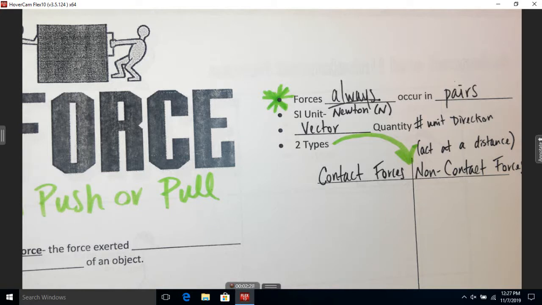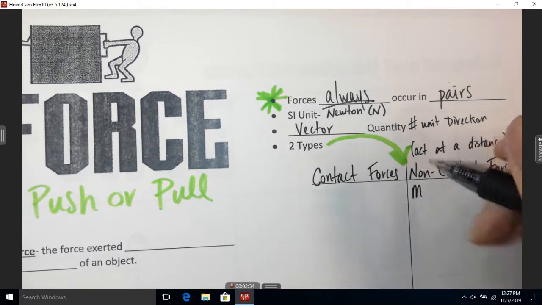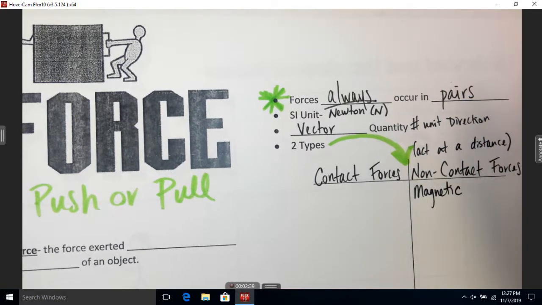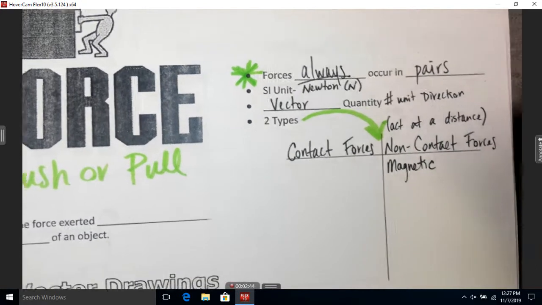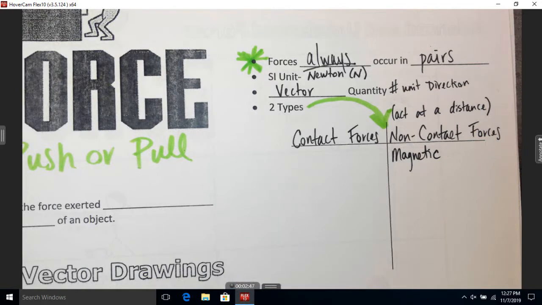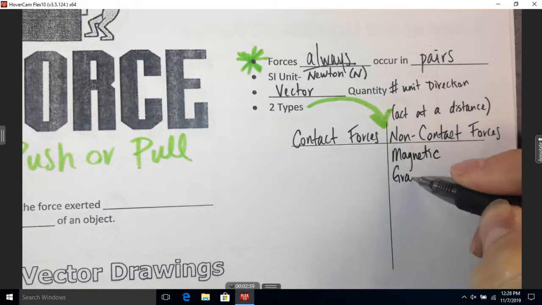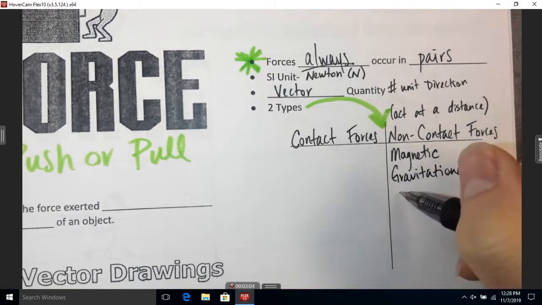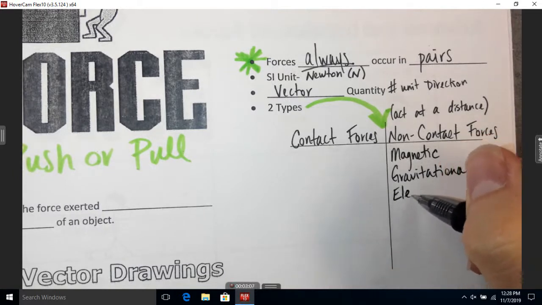Can you think of one that would fall into that category? Yep, magnetism, magnetic force. Does the magnet have to touch to pull or push another magnet? Nope. So that's what we mean by at a distance. What else? Environmental forces? Gravity. And the last one is electrical.